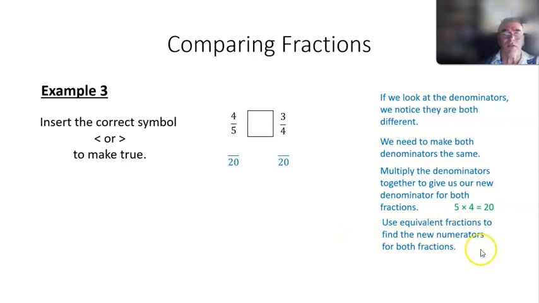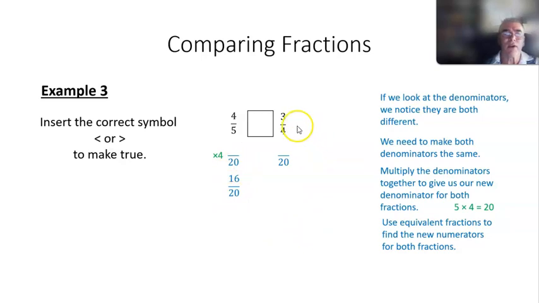So we're going to use equivalent fractions again to find the numerators for both fractions, and if you've forgotten how to do that, you can look at my previous video on equivalent fractions. But have a look at how do I change that 5 to a 20. So what I did is I multiplied by 4, so 5 times 4 is 20. And equivalent fractions says I've got to do the same with the numerators, so 4 times 4 will give us 16. So 4/5 is the same as 16 out of 20.